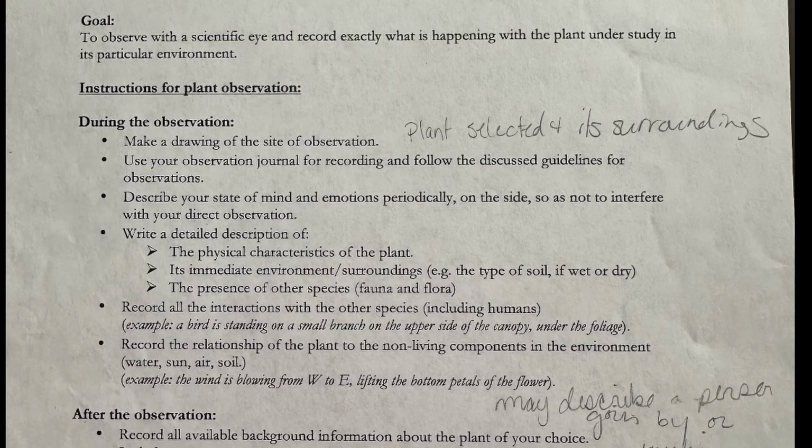And then record the relationship of the plant to the non-living components in the environment: water, sun, air, soil. So example, the wind is blowing from west to east, lifting the bottom petals of the flower. You may describe a person going by or somebody touching the plant.